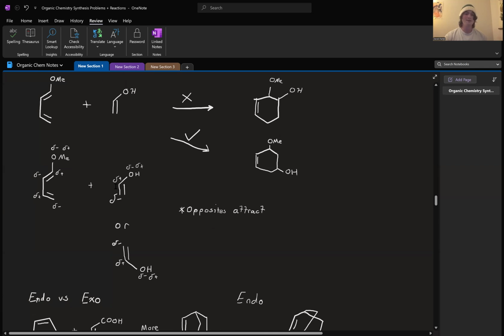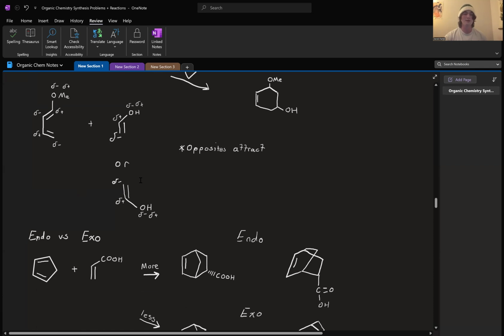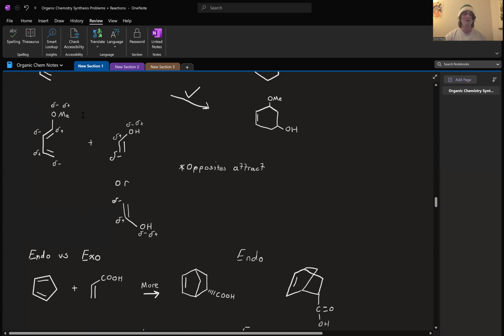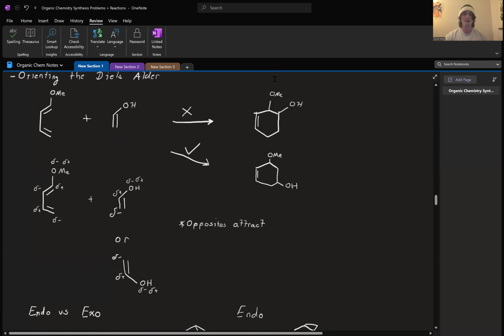And if I try to react the diene and the dienophile in this orientation, it's not going to work because we have a partial negative and partial negative next to each other, and partial positive and partial positive next to each other. So that's not going to work. They're going to repel each other. But if we put it in this formation where we flip it, just do a pancake flip of the dienophile, it'll work because the partial positive of the diene and the partial negative of the dienophile are next to each other. And like I said, opposites attract, and this reaction will be able to occur, which is why we get this product and not this product.